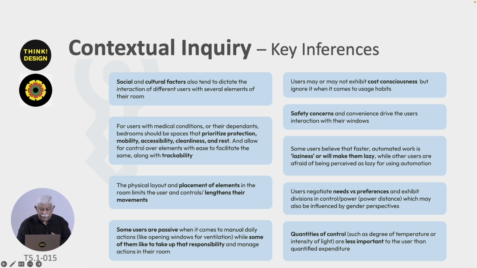Users may or may not exhibit cost consciousness, but ignore it when it comes to usage habits. This we just saw was an outcome of one of the categories of information, right? So here, for example, you can see there are 4 on this side and 4 on that side, 8 key inferences from the study, and you make use of it to go ahead with your solution. Okay, so they become factors that you need to consider while going ahead and coming out with ideas.